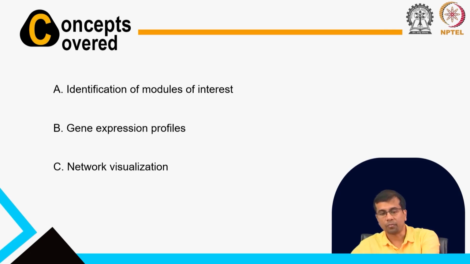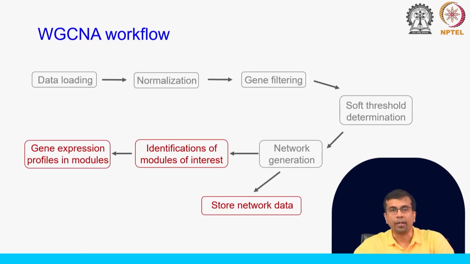Okay. So, this is a flowchart that we are familiar with, depicting the WGCNA workflow. We have talked about the first 5 steps already in the last few classes. We started with data loading, normalization, gene filtering. In the last class we talked about soft threshold determination. We have seen we can test different thresholds using the pick soft threshold function of the WGCNA package, and it suggests some threshold, but it is not necessary that we will have to pick that threshold.